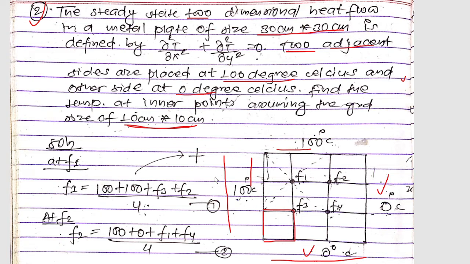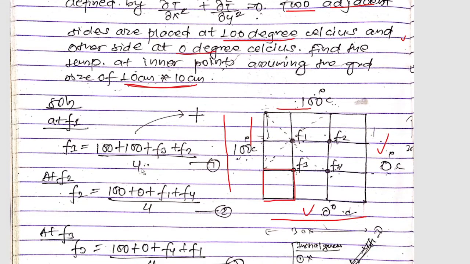Now we can see, to calculate the value at point f1, at first we have to calculate the value at f1. To calculate f1 we will follow the plus pattern. For f1 it will be this 100 plus this 100 plus this f3 plus f2, divided by 4. That means f1 is 100 plus 100 plus f3 plus f2 upon 4, following the plus pattern to calculate the value at f1.